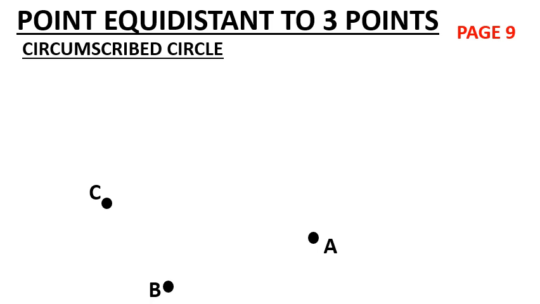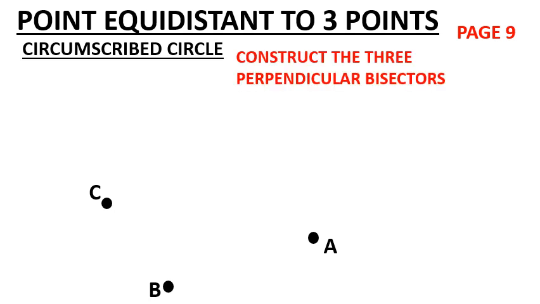Okay, so the main thing you want to jot down here for point equidistant to 3 points is that whenever you're doing this construction, you're constructing the 3 perpendicular bisectors. We did perpendicular bisectors yesterday. We're just basically going to do that 3 different times here for our construction for equidistant to 3 points.